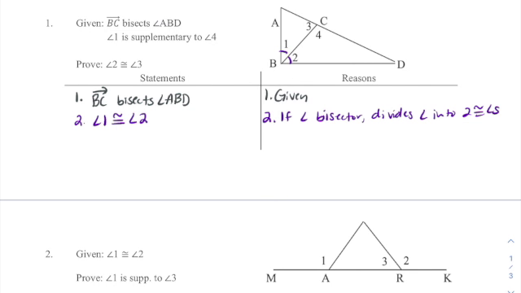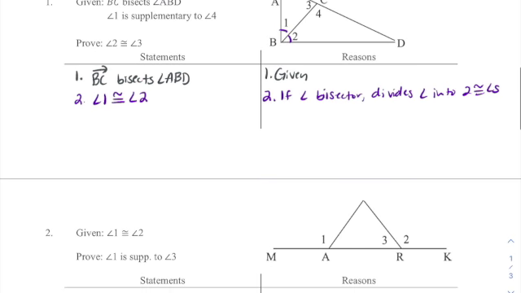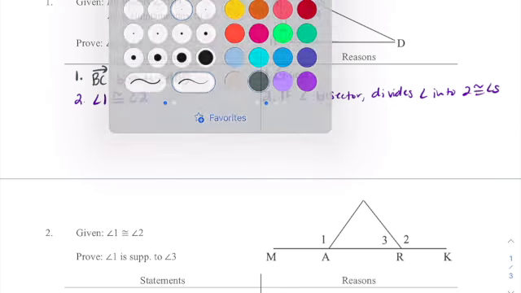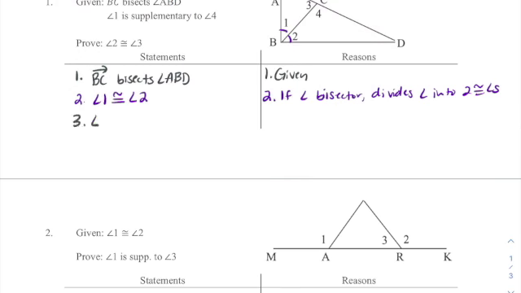It also tells me that angle 1 is supplementary to angle 4. Well, that's cool. That means that together, angle 1 and angle 4 would have to add up to 180. Let's go ahead and add this into our diagram now. Angle 1 is supplementary to angle 4. And that was also given. So now our goal is to prove that angle 2 is congruent to angle 3. At this point, we've got to figure out what we know about these angles.